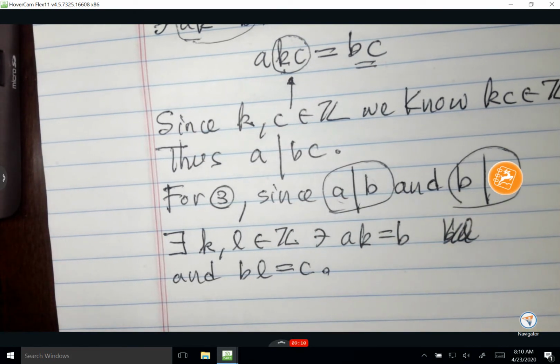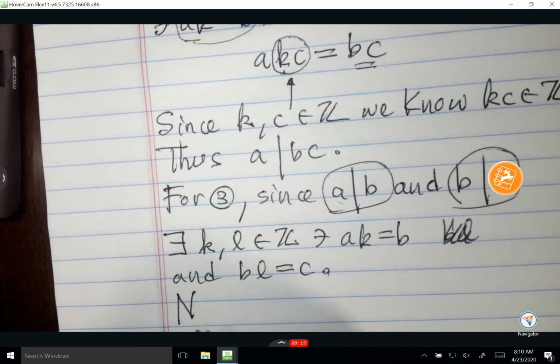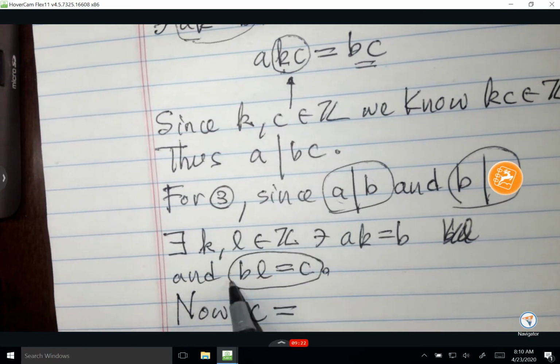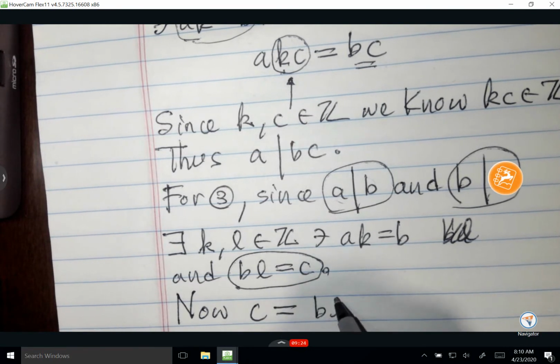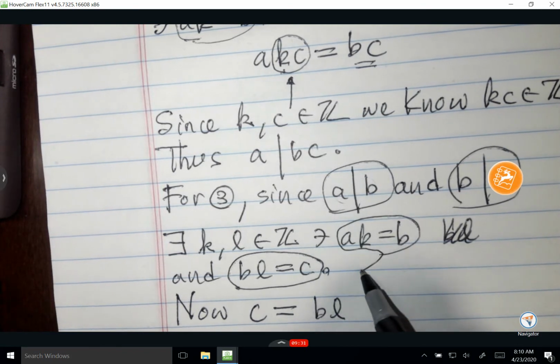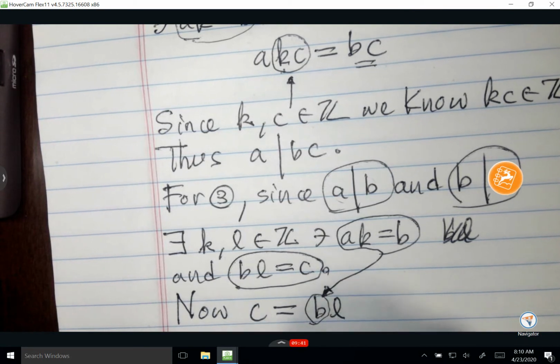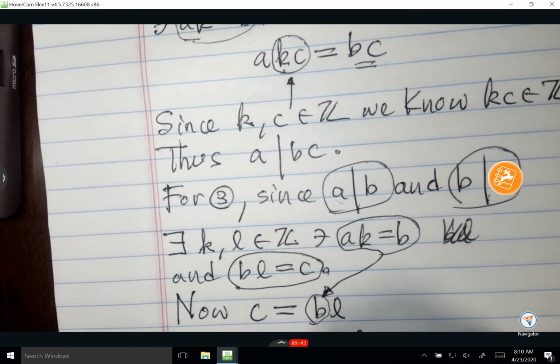Okay, now I have to show A divides C. So I'm going to have a look at C and see if I can show it's a multiple of A. Now, if you look at C, what can you say it's equal to? Well, from here, it's BL. But what can you say now that's equal to? Well, you can replace this in for the B, because it is B right here. And finally get A and C connected. So you can say that's AKL.